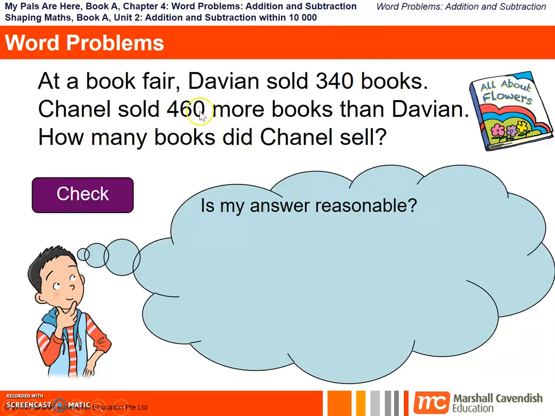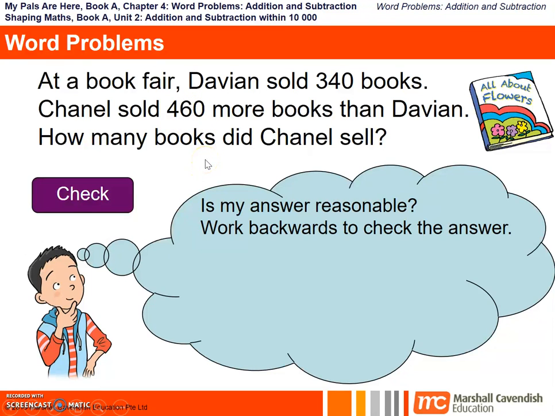Well, 800 is more than the values here. Does it make sense? Yes, it has to be more than the values here because Chanel sold much more. It cannot be a smaller number. It cannot be a smaller value.